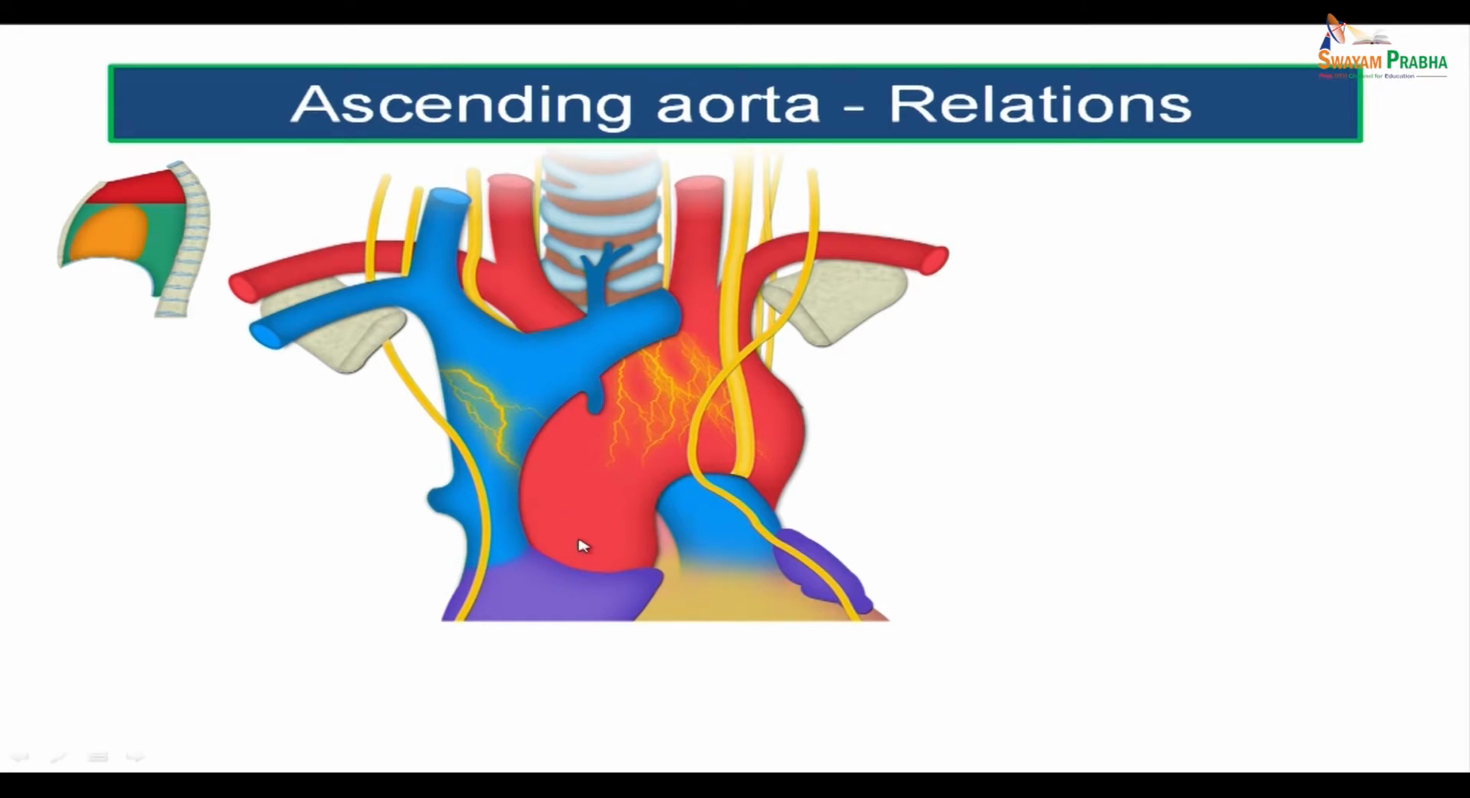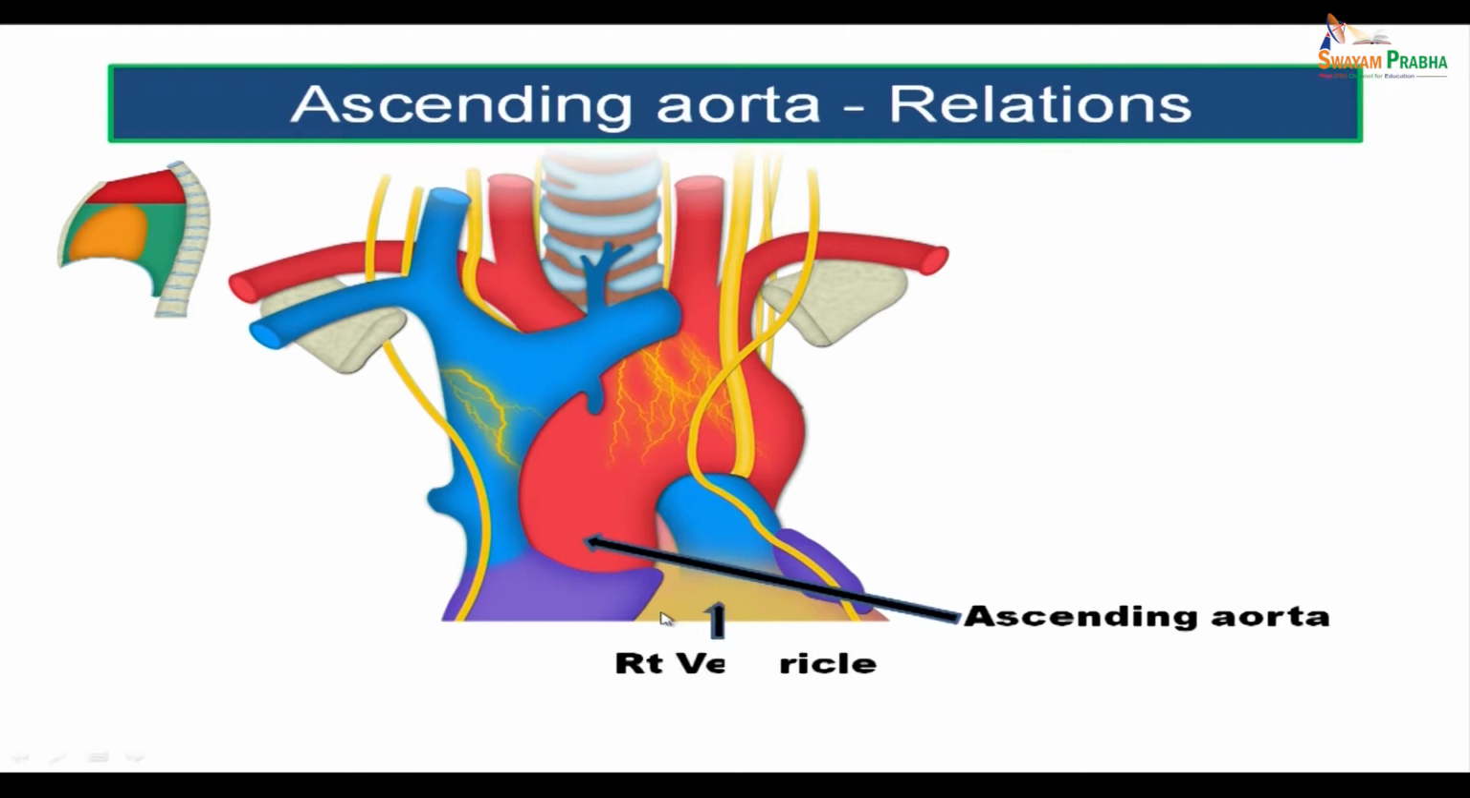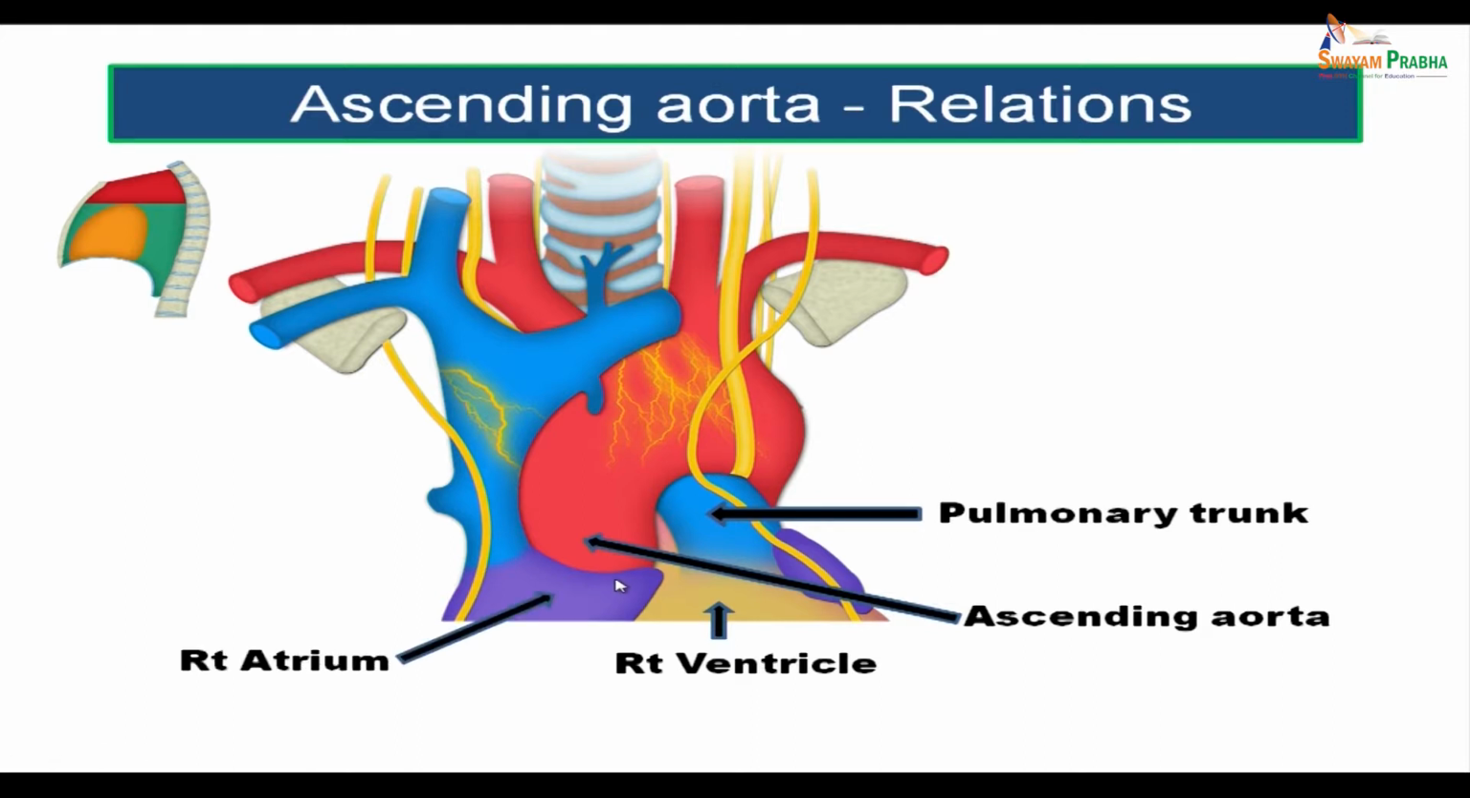We can have a look at some of the relations of the ascending aorta. You can see the ascending aorta will be overlapped by these structures. One is the pulmonary infundibulum, which gives rise to the pulmonary trunk. This overlaps the proximal part of the ascending aorta along with the right auricle. This is an ear-like projection from the right atrium. This is the right auricle. So, these three will overlap the anterior aspect of the ascending aorta.